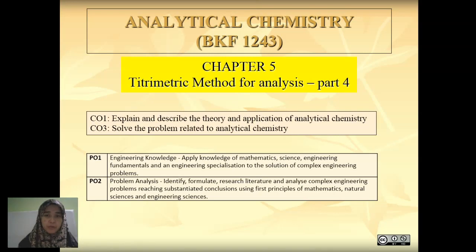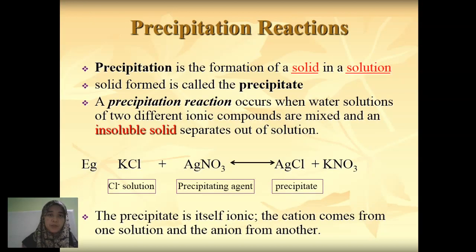So today we'll cover the last part of chapter 5. In the first, second and third parts we already covered the Titrimetric Method overview, acid-base titration, what the endpoint is, how to calculate the equivalent point, and how to sketch the curve based on the acid-base reaction. And now in part 4 we'll learn about the precipitation reaction.